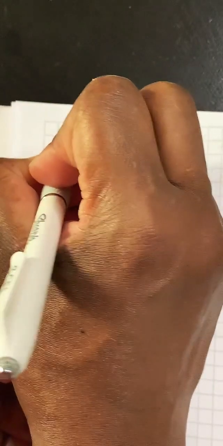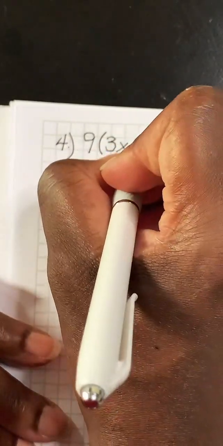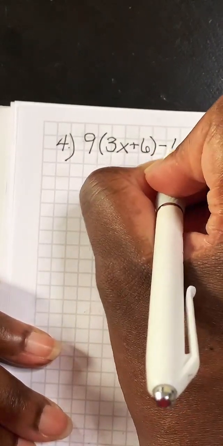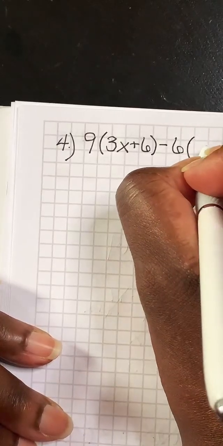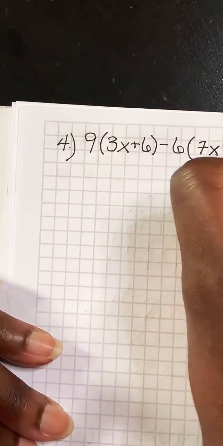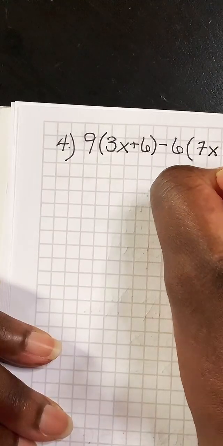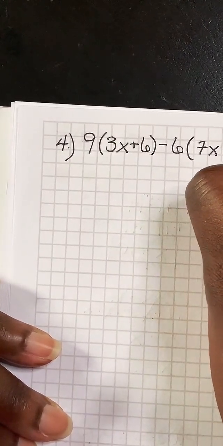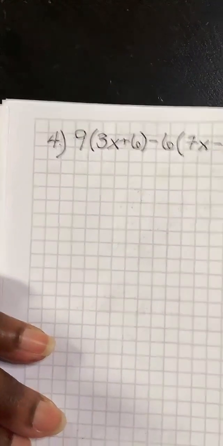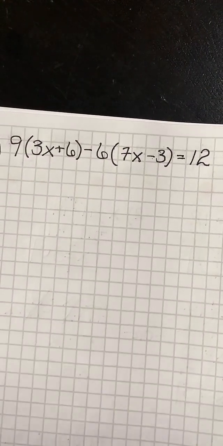Okay, so let's step it up a notch. That was 3. Let's step it up a notch. Okay, minus 6. So x minus 3 equals 12. Okay. Let's see if I can fit it all in.